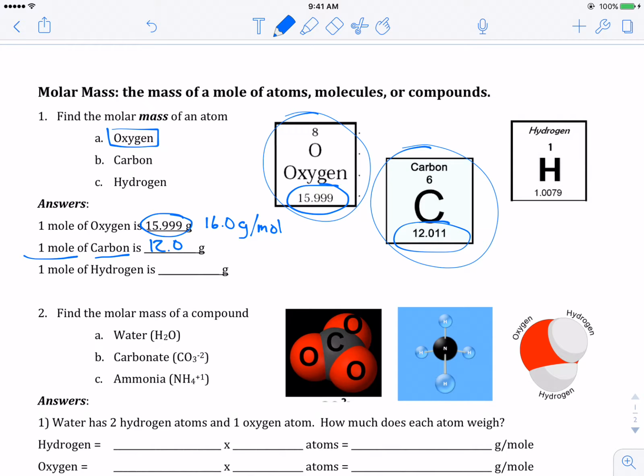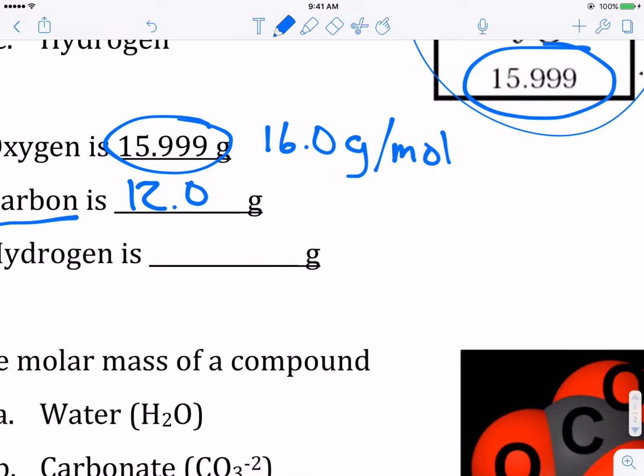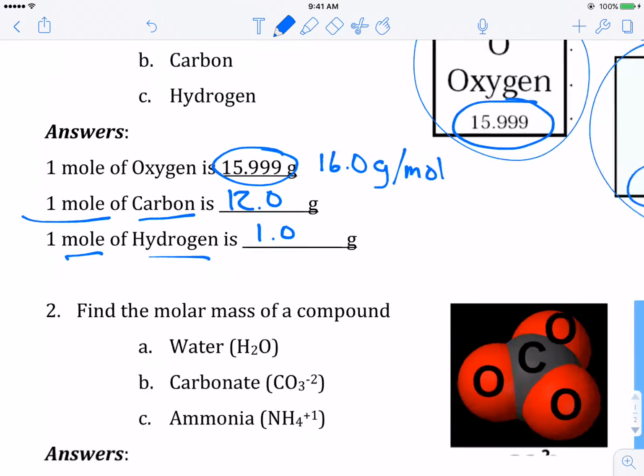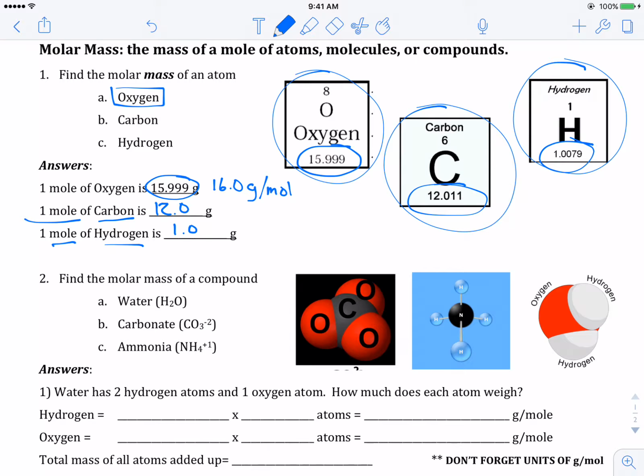A mole of hydrogen, once again, find hydrogen on the periodic table. Here it is down here. I'm going to round to the nearest tenth. Get 1.0 grams in 1 mole of hydrogen. Okay, so the molar mass tells you the number of grams of a substance in 1 mole of that substance.